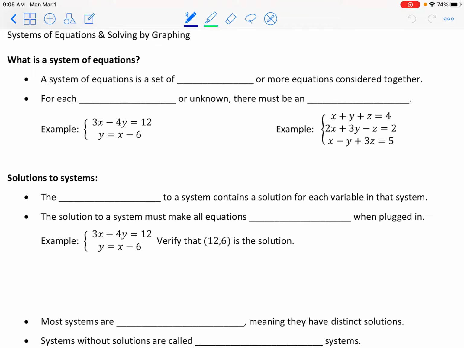Hello and welcome to a lesson on systems of equations and solving them by graphing. So before we get to solving a system, we have to know what it is.